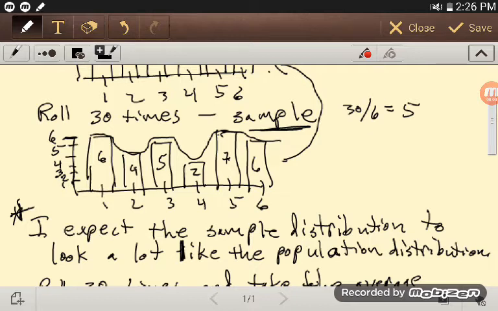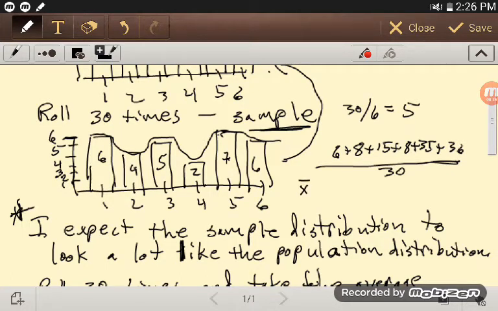Well, let's think about what that is. 6 1s, that makes 6. 4 2s, that makes 8. So I'm just adding all the numbers I got. 5 3s is 15. 2 4s is 8. 7 5s is 35, and 6 6s is 36. And that was a total of 30 numbers.